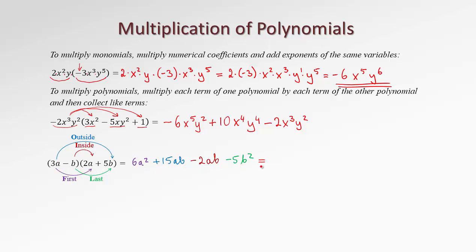Now, in the end, what we need to do is to look for like terms. So we have two like terms, 15ab and negative 2ab. We can collect them. So let's rewrite everything from the beginning. 6a squared plus 15 minus 2 is 13ab and minus 5b squared. And the question is done.